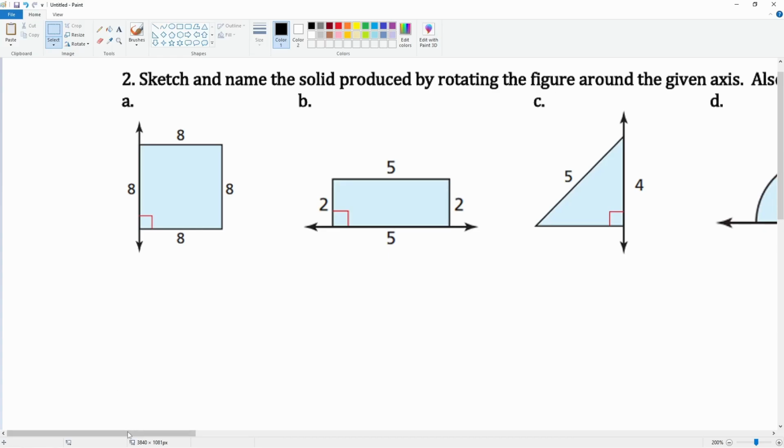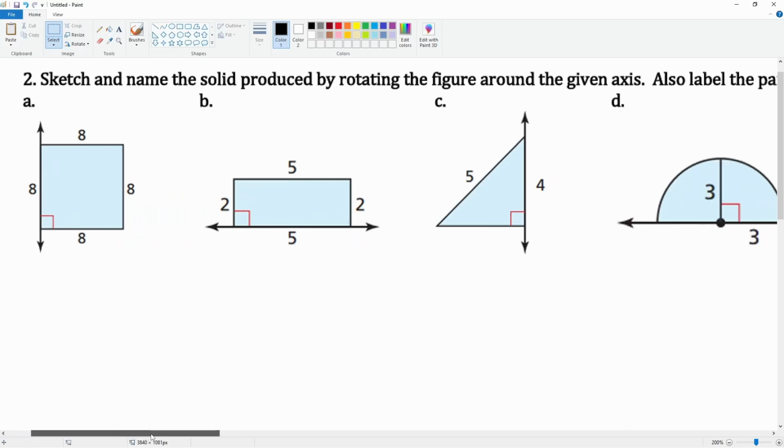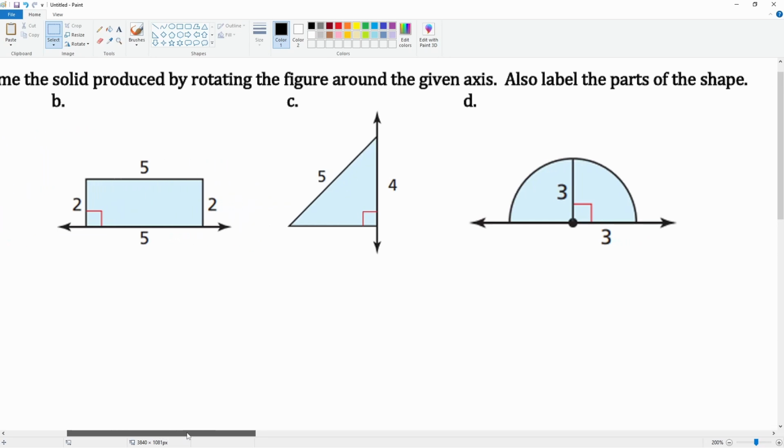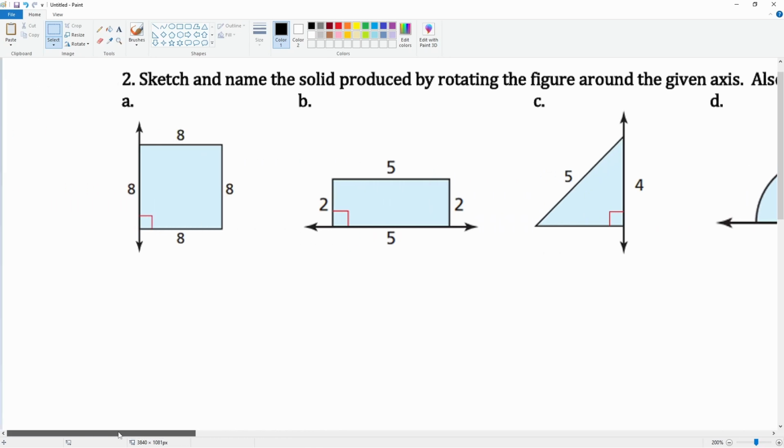Here we have number 2. We're asked to sketch and name the solid produced by rotating the figure around this given axis. We're also going to make sure we label the parts. So here, this is the y-axis for number 1 that it is being rotated on. When it's rotated, it basically makes a circle right here. Do you see that? Very big.